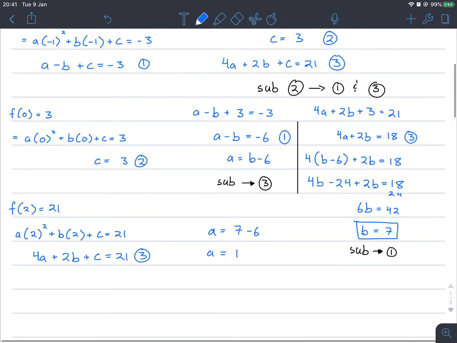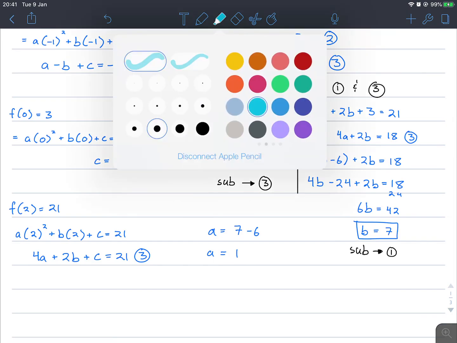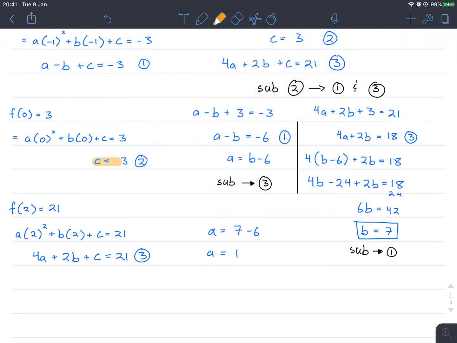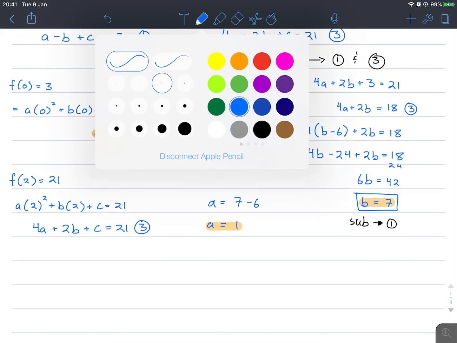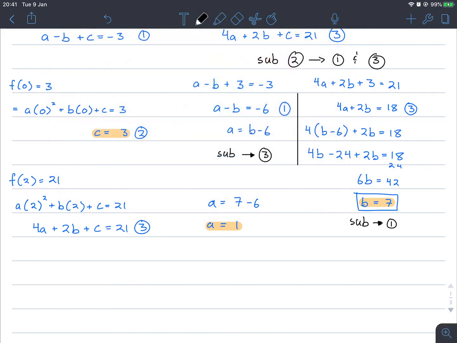Now we have c equals 3, a equals 1, and b equals 7. So the equation of our function is f of x equals 1x squared, or just x squared, plus 7x plus 3. Because b I took from here, and c I took from that solution.